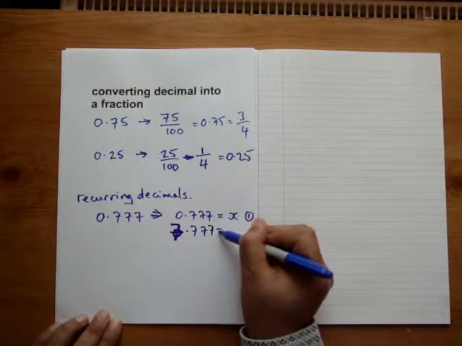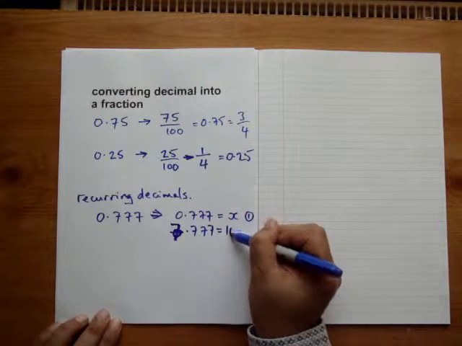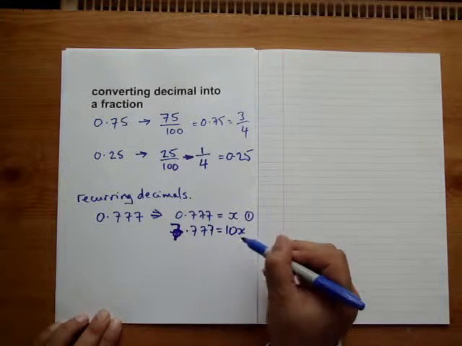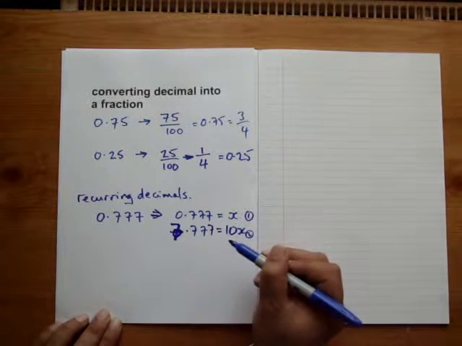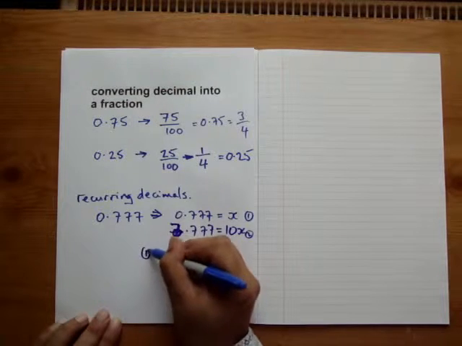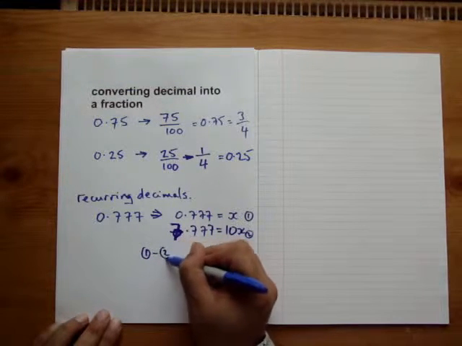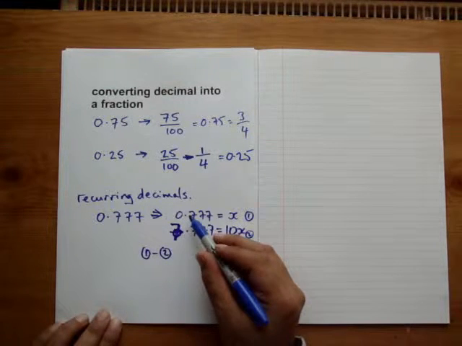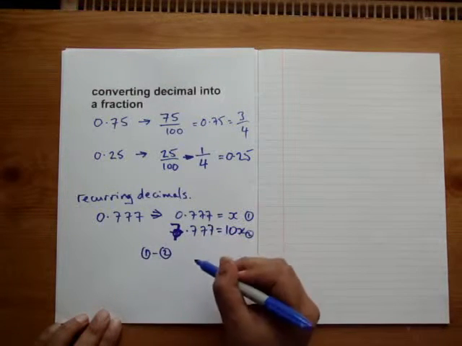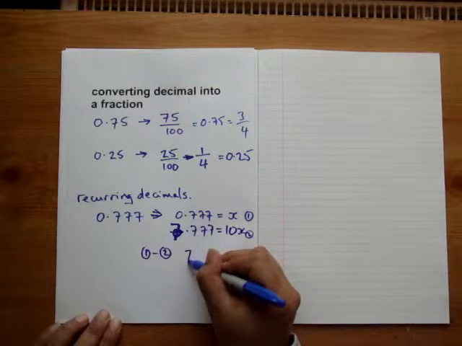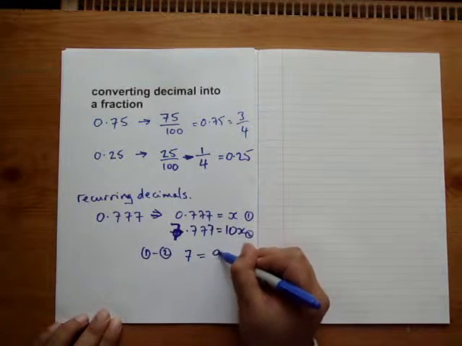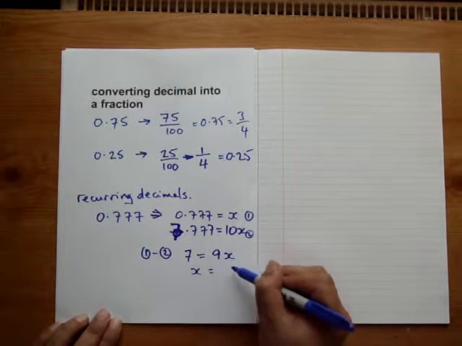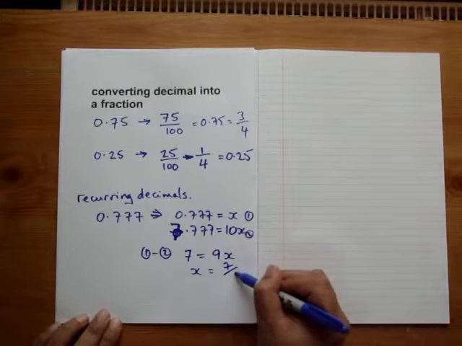7.777, and we make that 10x. So we multiply this by 10, and then label that 2, and then what we do is we subtract 1 from 2, so subtract this from this, and we get 7 equals 9x, and then x equals 7 over 9.